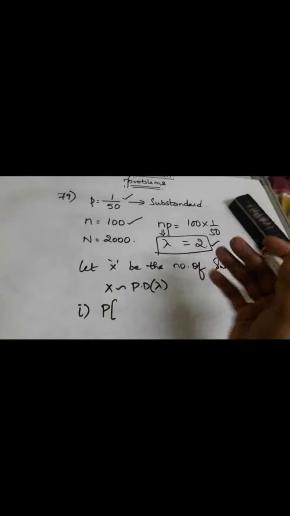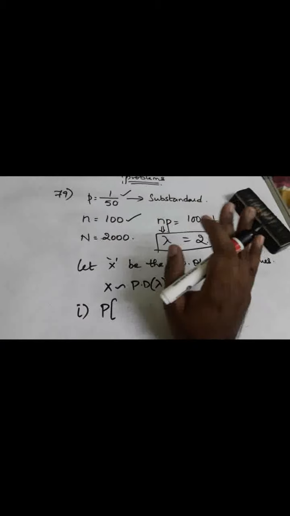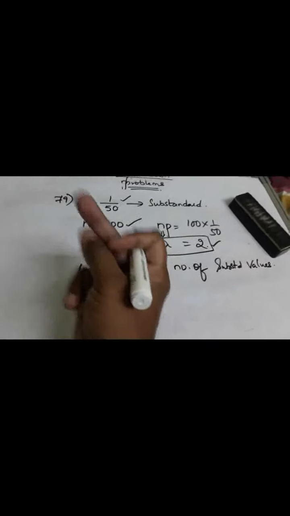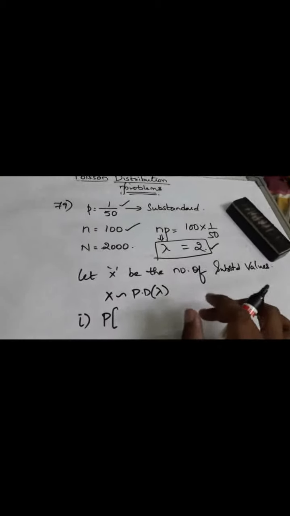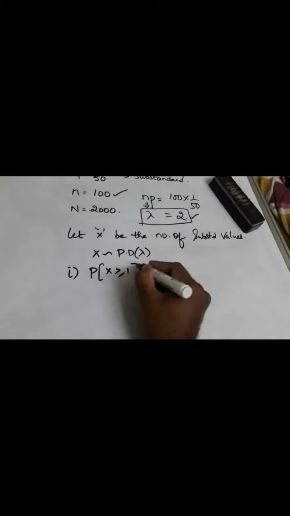Now question number 1. Out of 2000 packets, how many would you expect to have substandard valves? See, expected to be substandard, in the sense 0, if it is there, they are very good quality. It means no substandard valves. If x starts from 1 to infinity, are all substandard valves? Yes. Except 0, remaining all are substandard valves only according to the question. So P of x greater than or equal to 1.